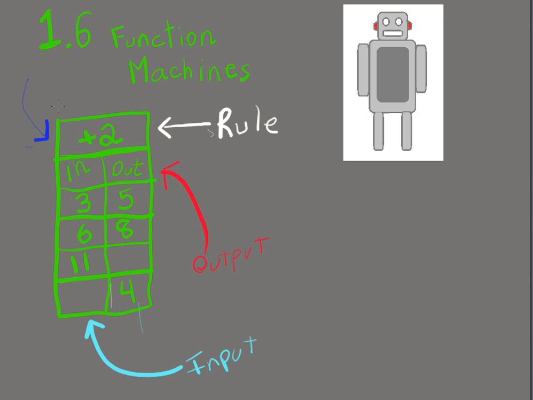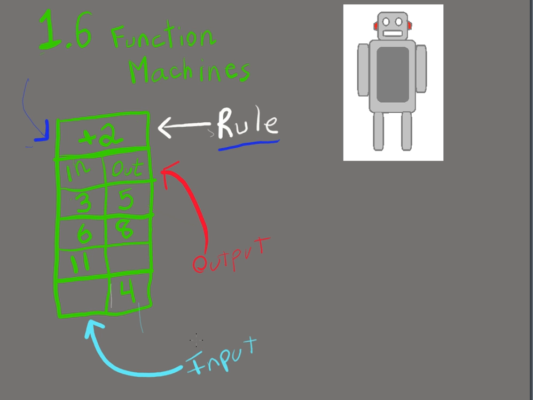So there's a couple things you need to know about a function machine. Our first thing here is a rule. You can see I'm underlining the rule, and the rule will always be in the top of the function machine. You see here, our rule here is +2. So anything that goes through this function machine will be +2, or add 2 onto the number.